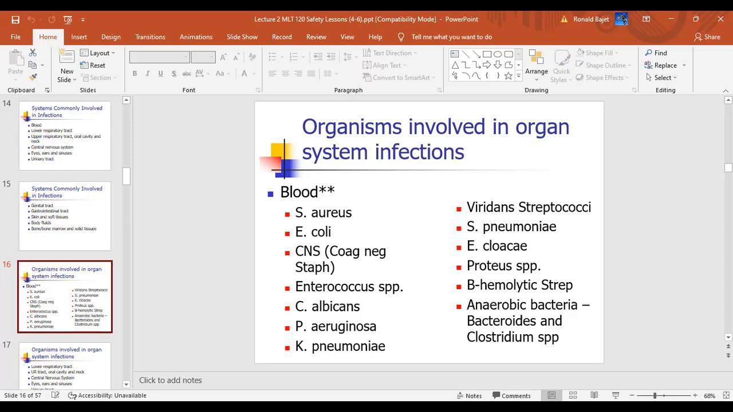Beta hemolytic strep, that includes group A and group B, which are Strep pyogenes and Strep agalactiae. And then anaerobic bacteria. Unfortunately, I won't be covering anaerobes, the Bacteroides fragilis and the Clostridium perfringens. Those are two main anaerobic pathogens.